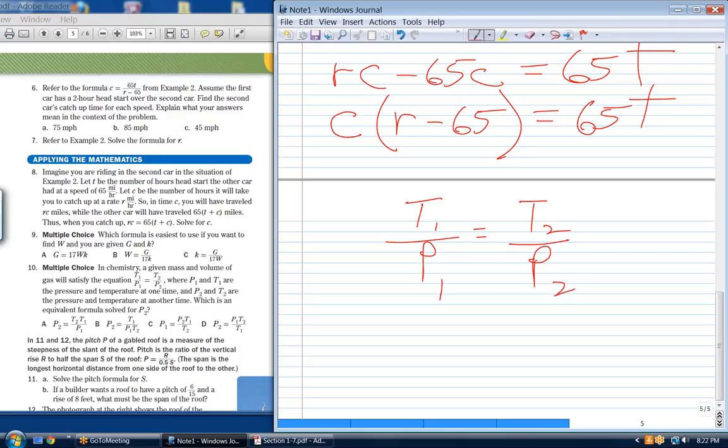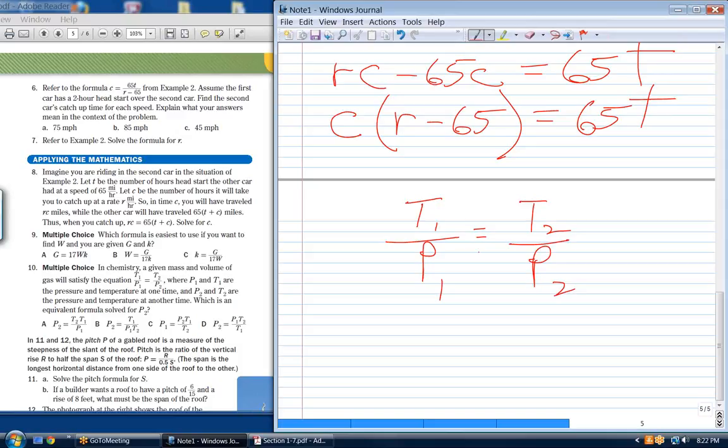So what's the first step? Well, remember the first step is usually to try to get rid of your denominators. When you have two denominators like this, there's a method they say: cross-multiply.